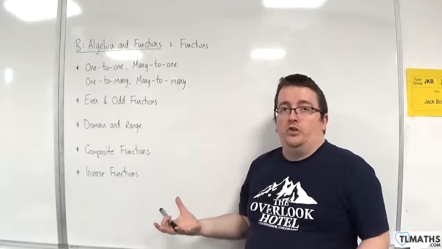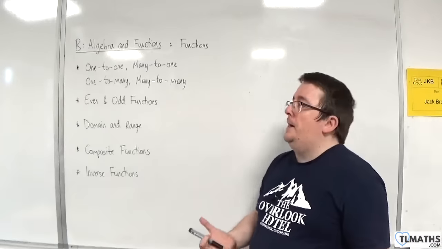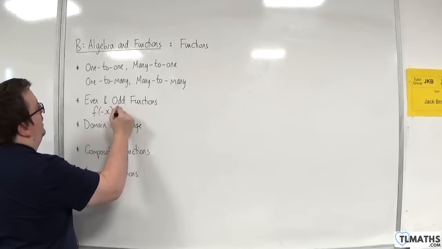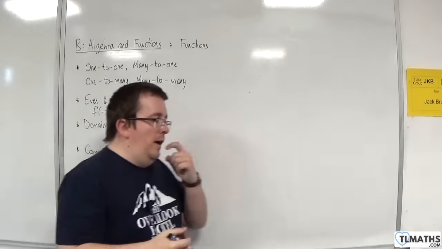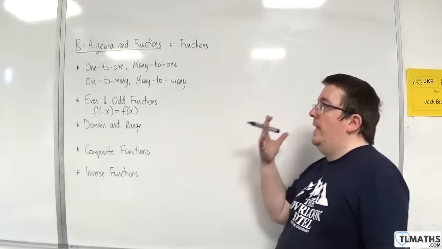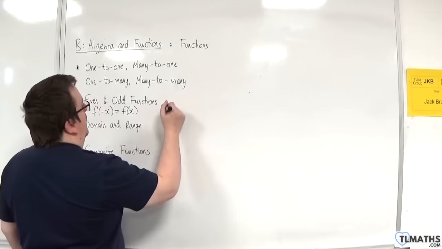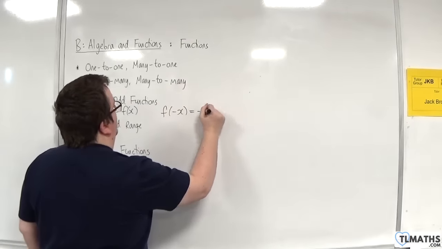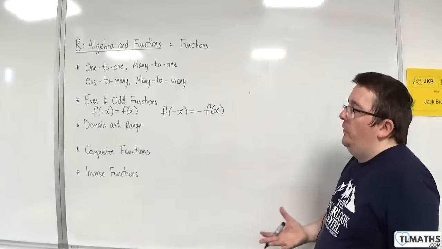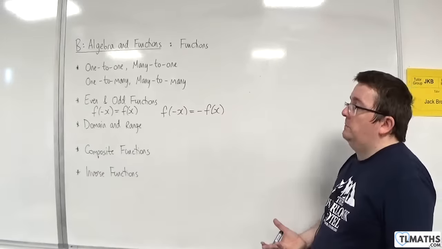Now, even and odd functions, they're not specifically mentioned in the specification, but I think they're so useful to know. So with even functions, it's knowing that f of minus x is equal to f of x. Okay, so a curve like cosine x is an even function because it has the y-axis as a line of symmetry. And odd functions are those where you've got f of minus x is equal to minus f of x. So y equals sine x, for example, is an odd function. y equals x cubed is an odd function. So these have rotational symmetry of order 2 about the origin.